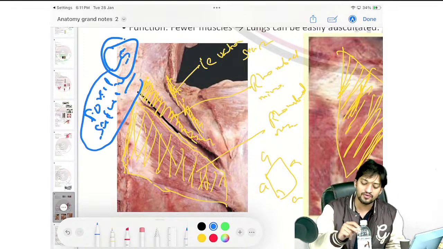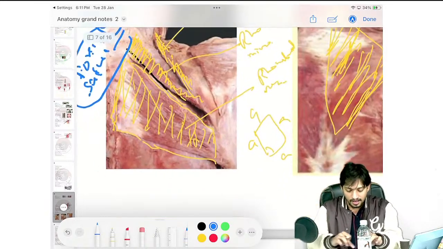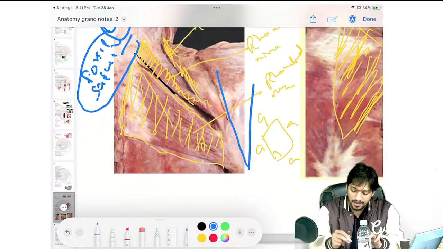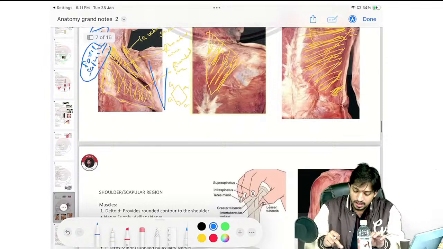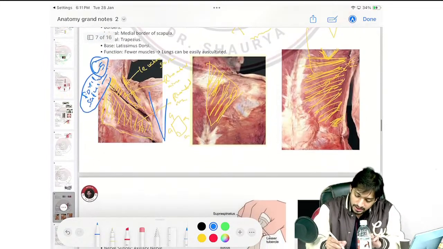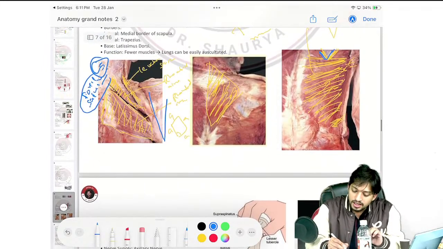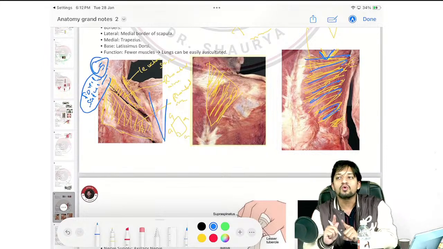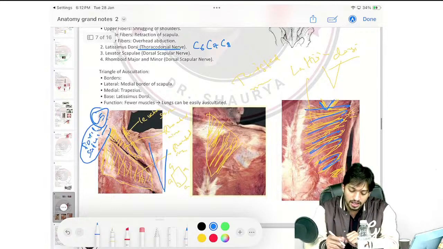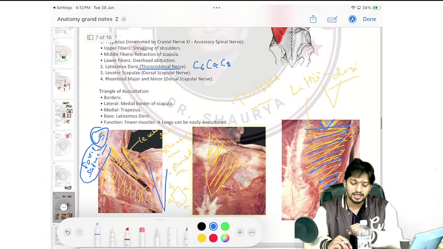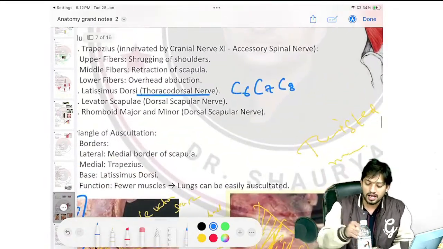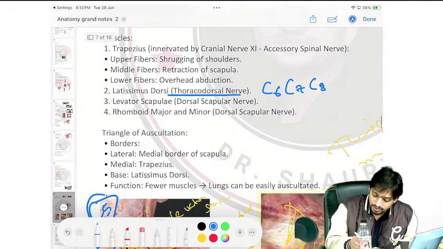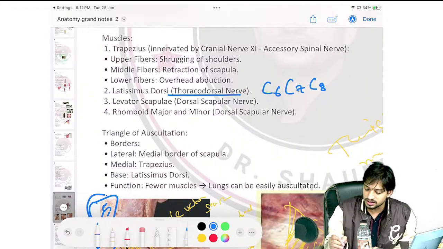Dorsal scapular nerve has the root value C5, and they are attaching to the dorsal aspect of the scapula. Just below the scapula, where the blade of the scapula ends, starts a muscle called latissimus dorsi, supplied by the thoracodorsal nerve, and the root values are C6, C7 and C8. Am I correct, guys? Just have a look. I have written it in the notes also.